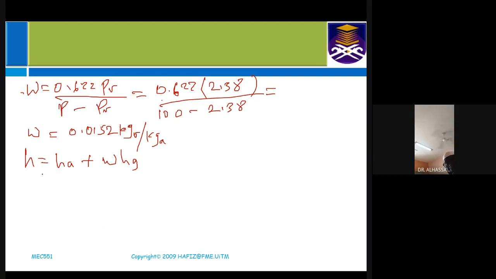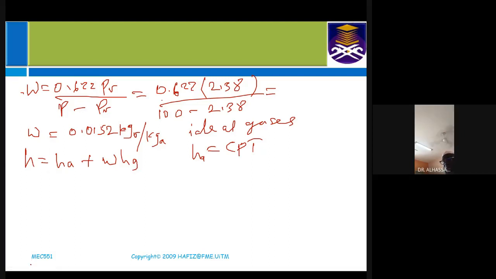Since the dry air component is an ideal gas, and I've told you that for all ideal gases H equals Cp times temperature, we can express Ha equals Cp times the temperature. And similarly, we have this.